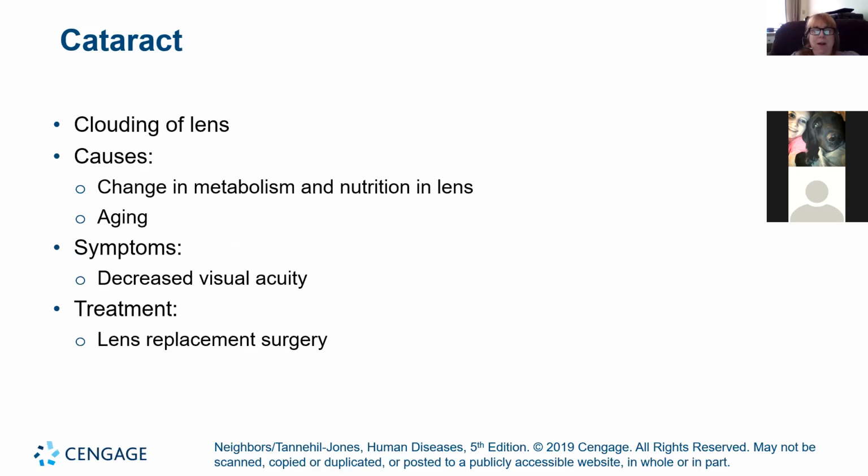A cataract is a clouding of the lens. You can visually see them when you are looking at someone's eyes. They are caused by changes in metabolism and nutrition. They are a symptom of aging. Usually, we do not see young people with cataracts. This causes decreased visual acuity, so you usually have some blurriness. If they get really bad, they will replace the lens. But most people tend to not get them operated on until they are completely affecting their vision, to the point where maybe they can't drive or can't read or can't see to do things.